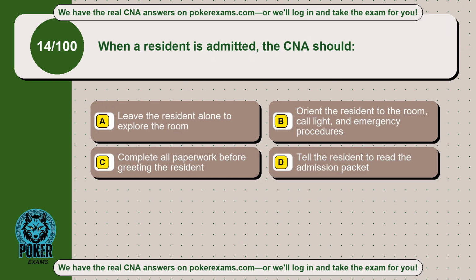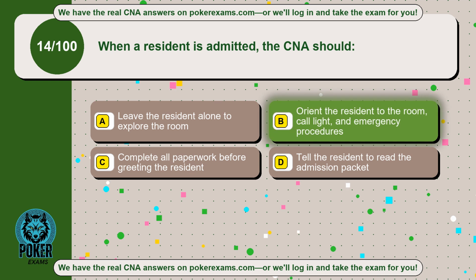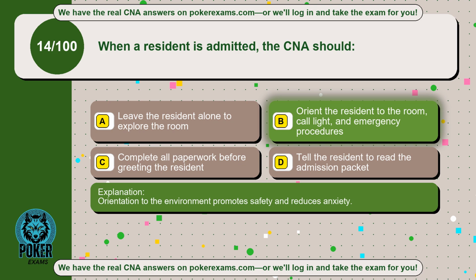Question 14. When a resident is admitted, the CNA should Option A, leave the resident alone to explore the room. Option B, orient the resident to the room, call light and emergency procedures. Option C, complete all paperwork before greeting the resident. Option D, tell the resident to read the admission packet. The correct answer is option B. Orient the resident to the room, call light and emergency procedures. Orientation to the environment promotes safety and reduces anxiety.